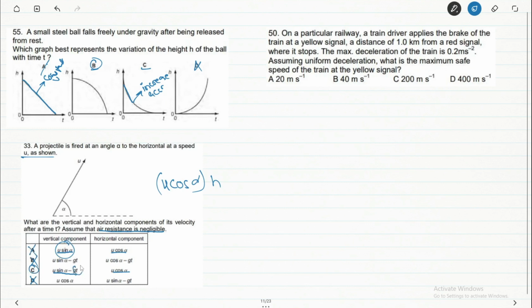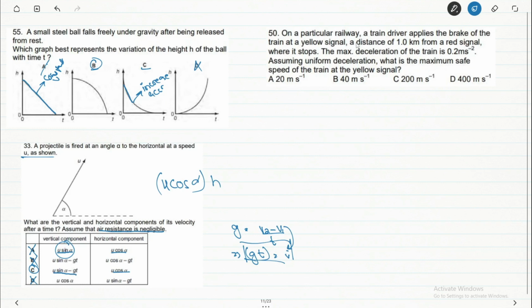This is the right component because it's subtracting the value of some velocity, and we know this is a velocity because acceleration is g, right? v2 minus v1 divided by t. So gt is the velocity, right? So it's a v2 minus v1. Let's just write it as velocity, right? So this is our answer.